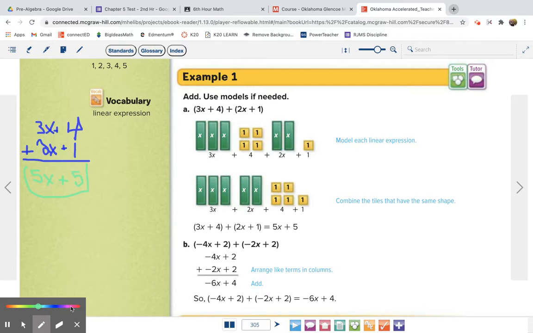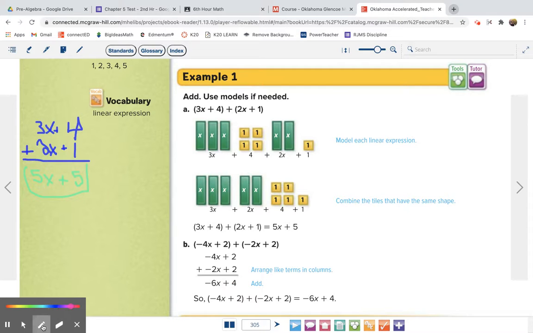Okay, so then on problem B, it's just another example. Negative 4x plus 2 in parentheses plus negative 2x plus 2 in parentheses. So they lined them up. So we have whatever's in the first parentheses right here plus whatever was in the second parentheses here. So then we're adding straight up and down. So I now have positive 2 plus positive 2. So 2 plus 2, which is 4. Since it's positive, it's plus. If we had gotten a negative answer, this would have been minus.